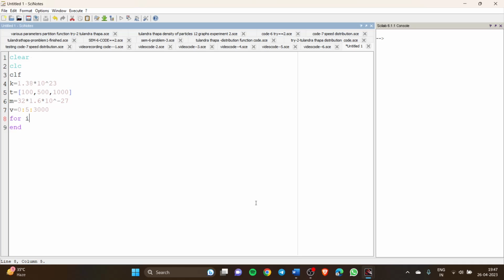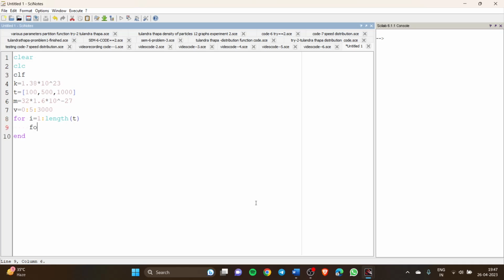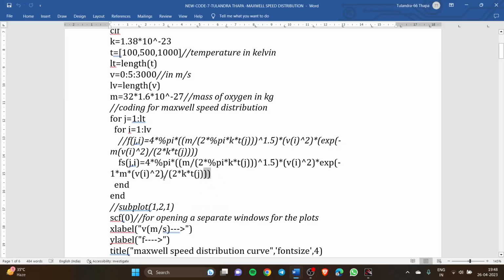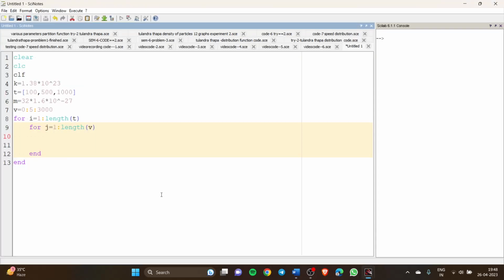So we put a for loop of i equal to 1 to length of t, and for j equal to 1 to, sorry, my brain is lagging, 1 to length of v. Now what we have to do, we put end here because there are two loops, so we put two ends, and now we simply have to put the formula. I have already made this program, so I can simply Control C and Control V. This is the formula, and I go here and put it here.